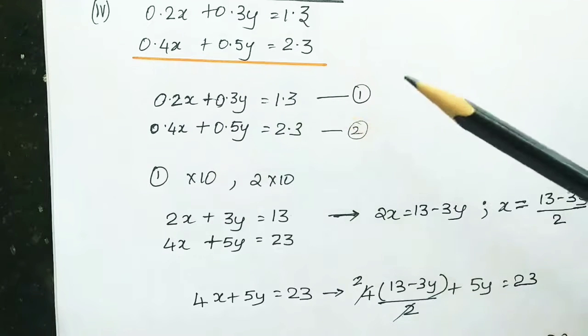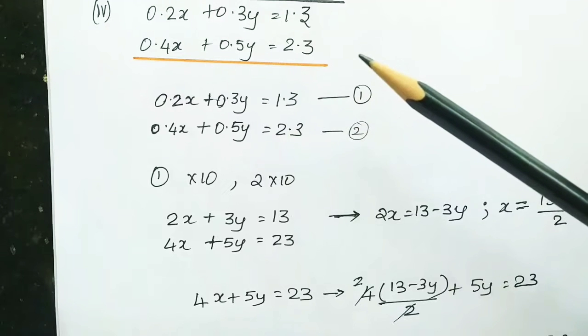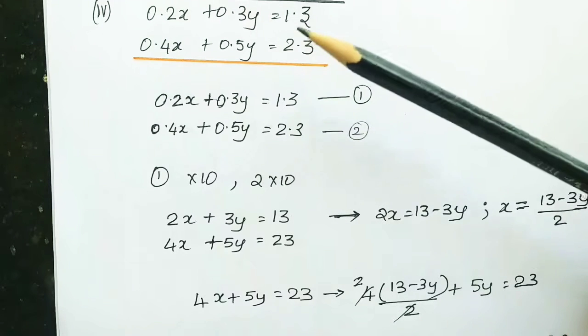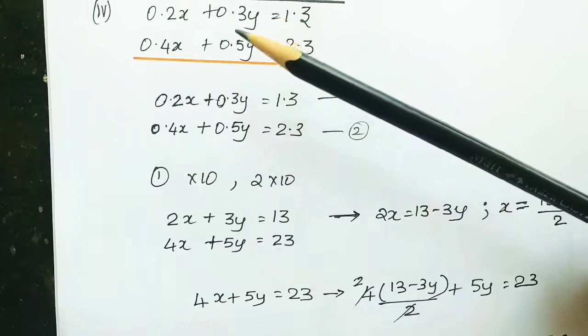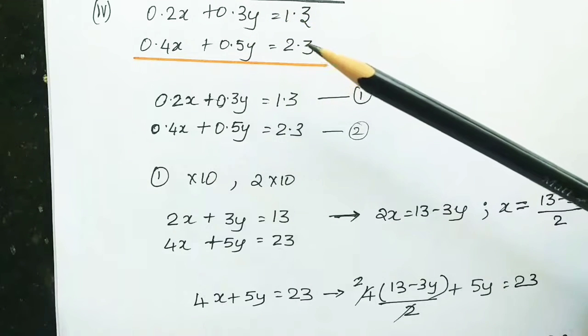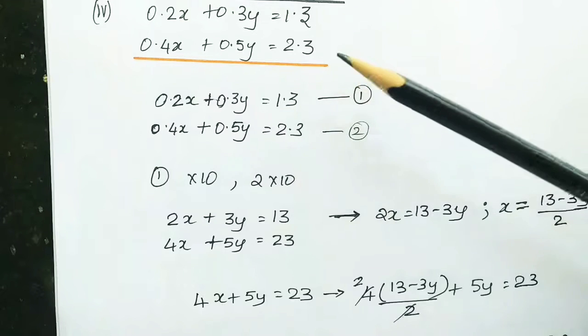So let's do problem number 4 of exercise 3.3, linear equations in two variables chapter. Here we have two equations and we are going to get the value of x and y from these two linear equations. Okay, see, this is equation 1 and equation 2.